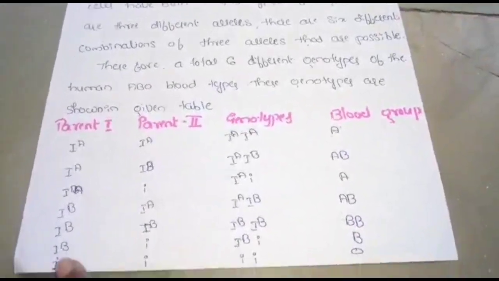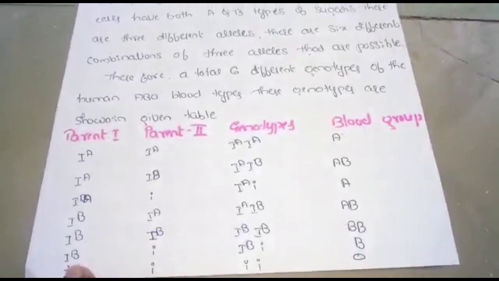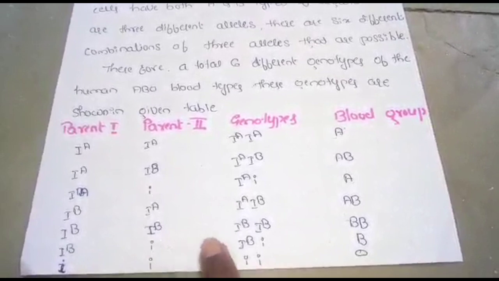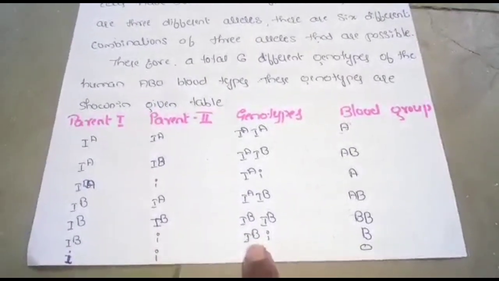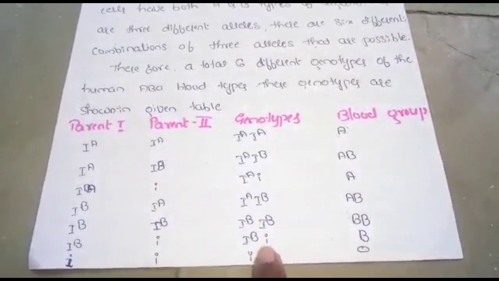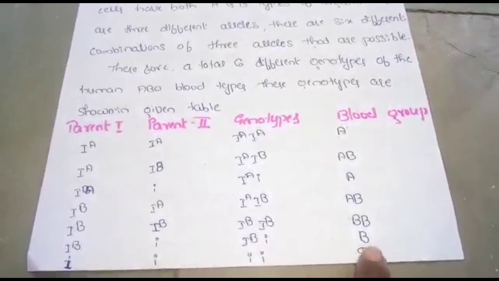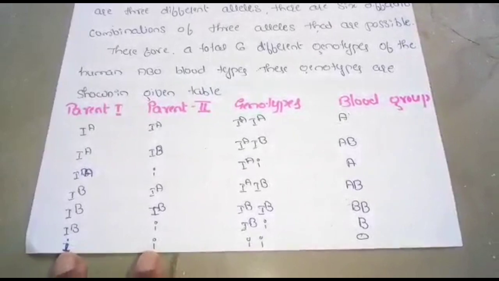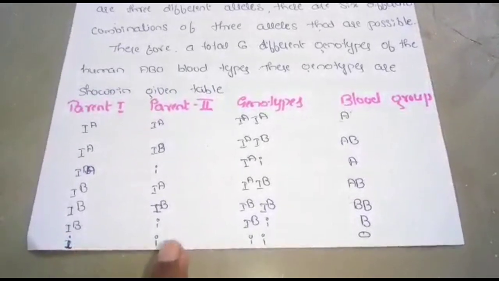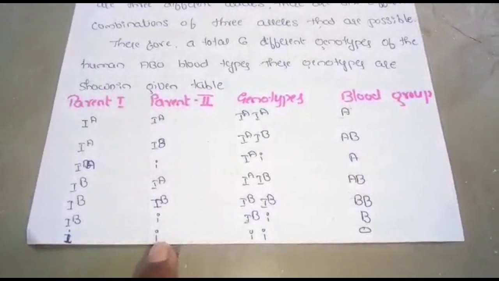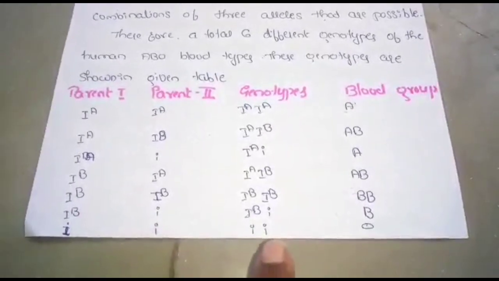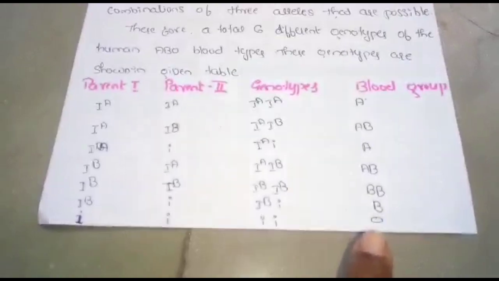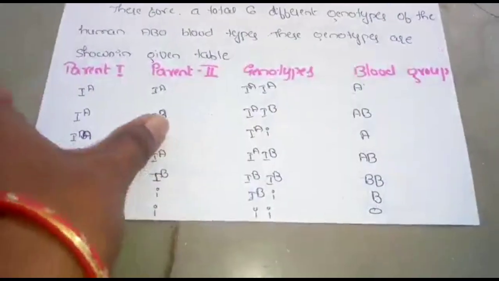And here we have to consider the next parents, with blood group B and small i. Here the genotypes are capital IB and small i. Here the blood group is B. Both parents show the O blood group, and these have the possible genotype small i, small i. It goes to blood group O.